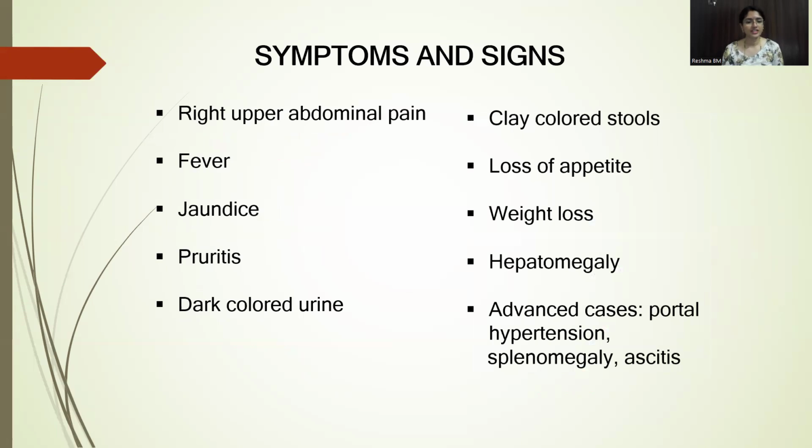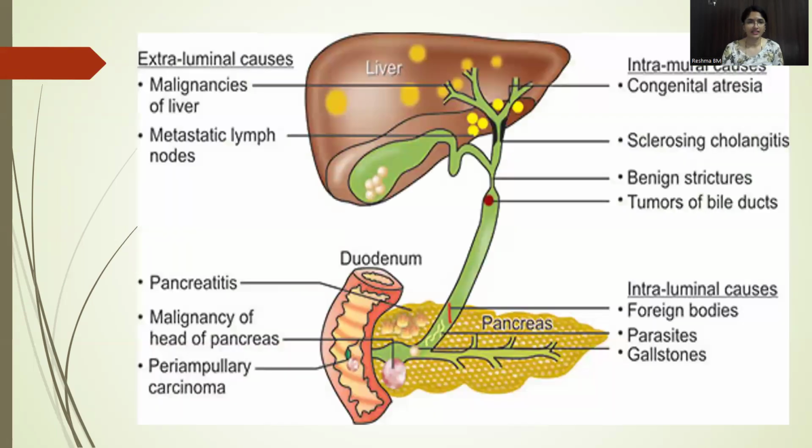So the patient presents with right upper abdominal pain, fever, jaundice, pruritus, dark colored urine, clay colored stools, loss of appetite, weight loss, hepatomegaly, and in advanced cases, portal hypertension, splenomegaly, and ascites.